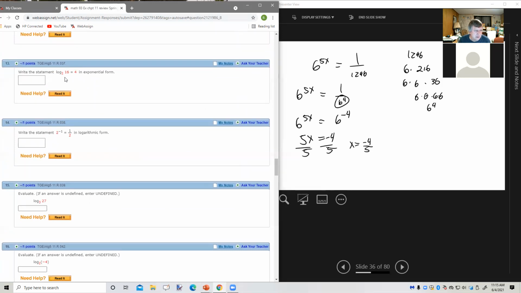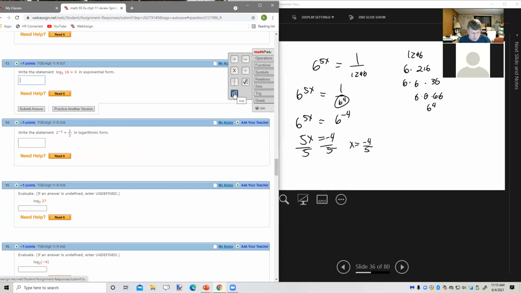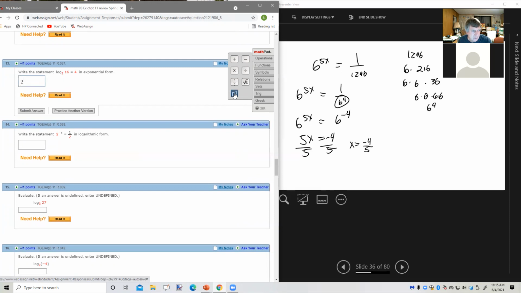Write the statement log base 2 of 16 equals 4 in exponential form. So that would be what? 2 to the 4th power equals 16. You okay with how I got that?